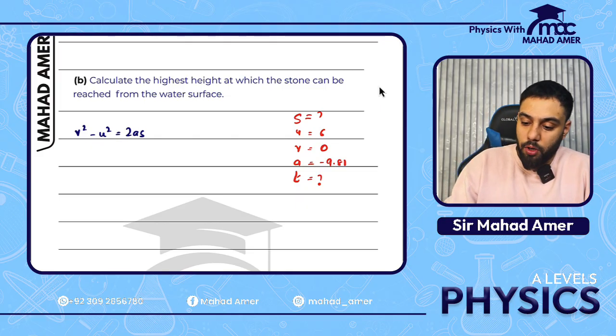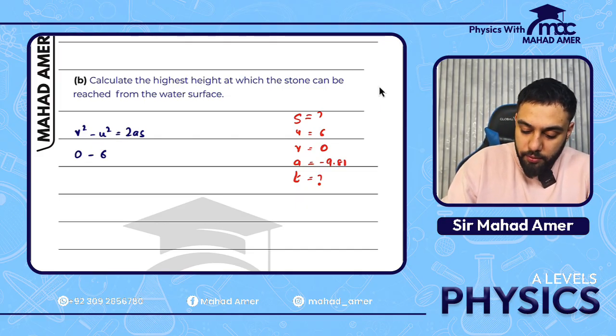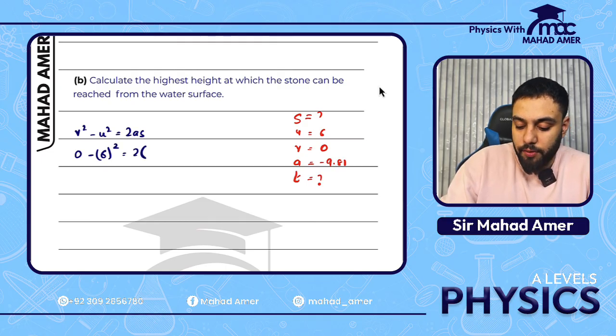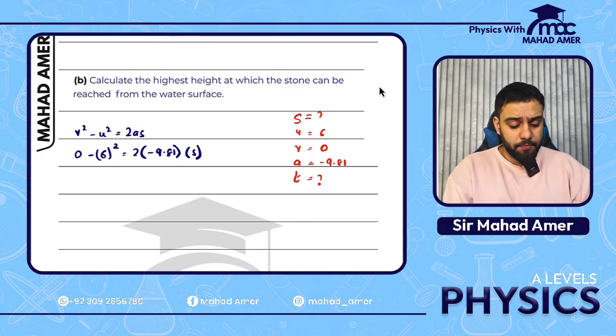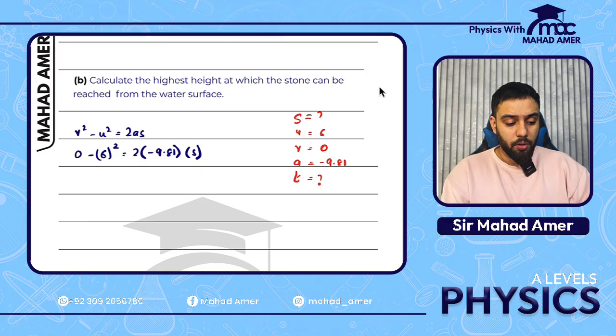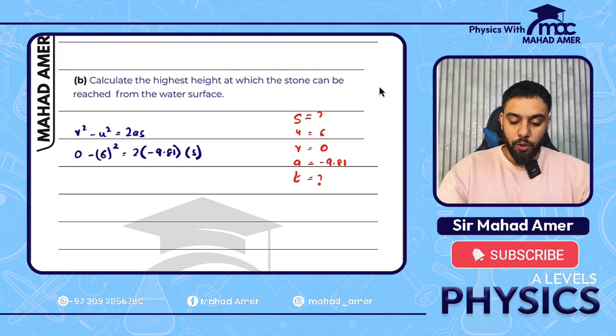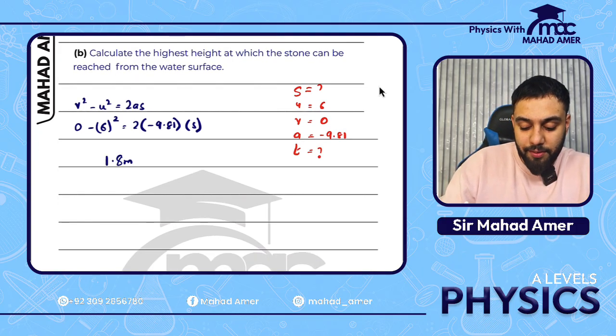Final velocity I've got as 0. Initially it's 6, the acceleration is negative 9.81, and I need the s value. So it's going to be negative 36 divided by 2 times negative 9.81. I would get the value of 1.8 meters. But is this the answer?